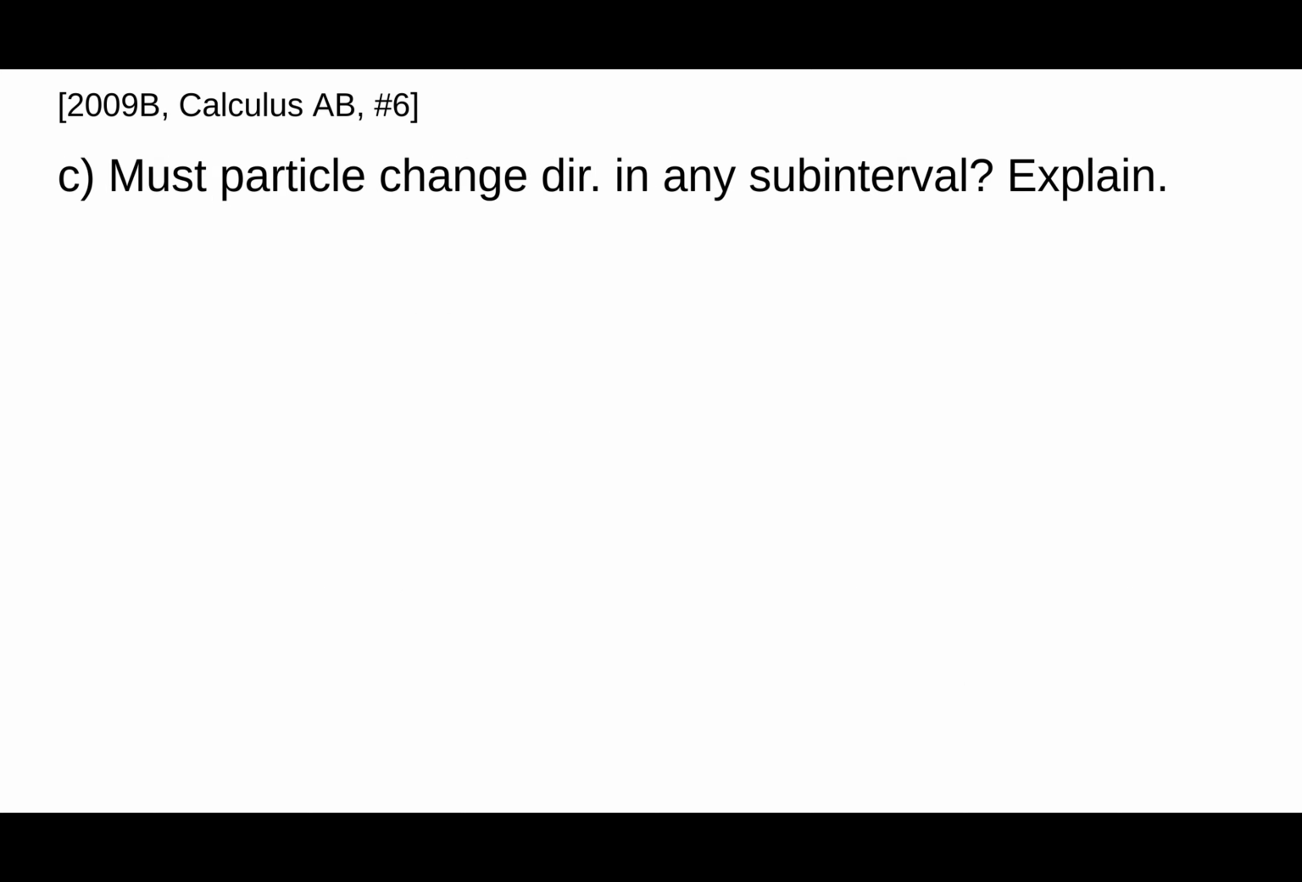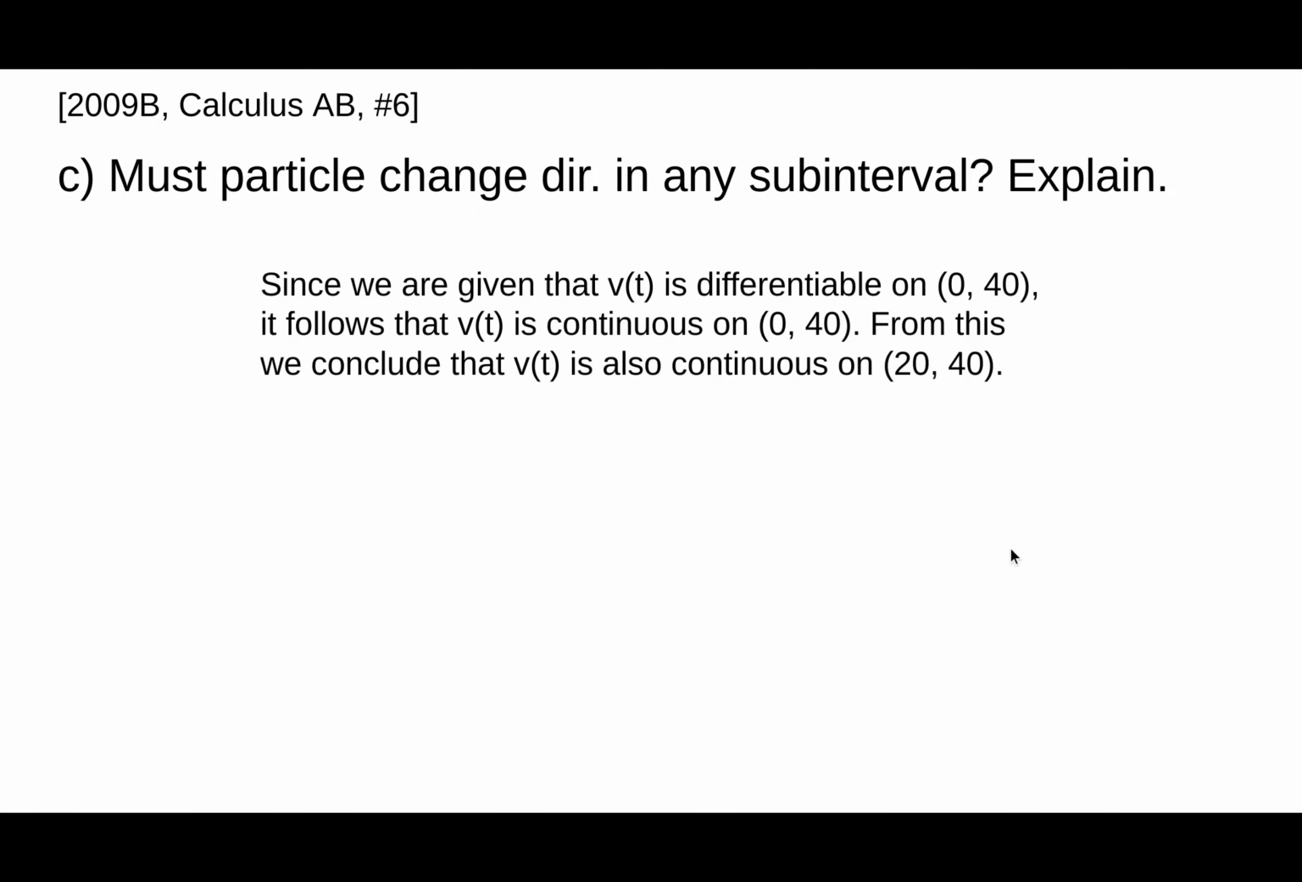In part C, we are asked if the particle must change direction in any of the subintervals in the table, and if so, explain. If not, explain why not. So since we're given that v of t is differentiable on the interval from 0 to 40, it follows that v of t is continuous on the interval from 0 to 40. And from this, we can conclude that v of t is also continuous on the interval from 20 to 40. Right? The intermediate value theorem applies to v of t on this interval.